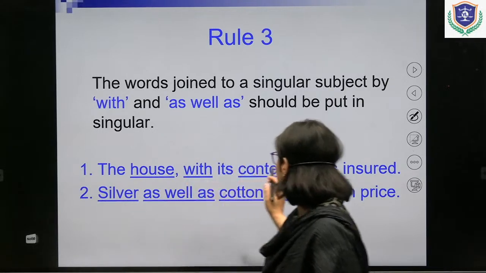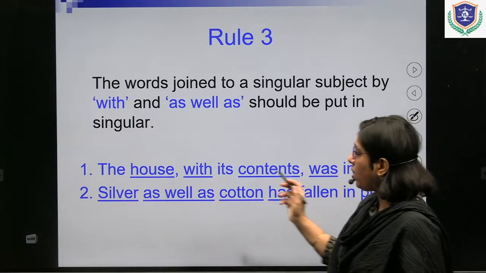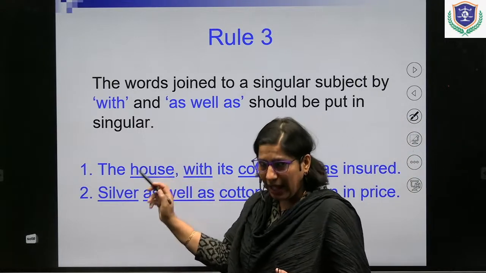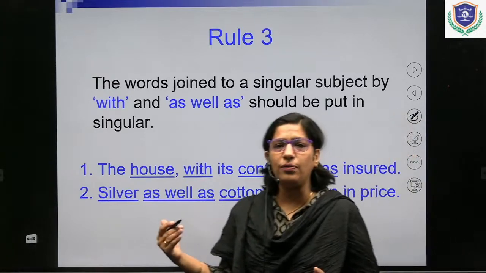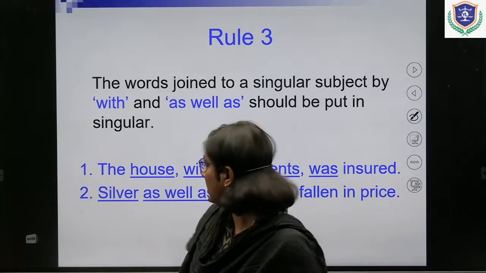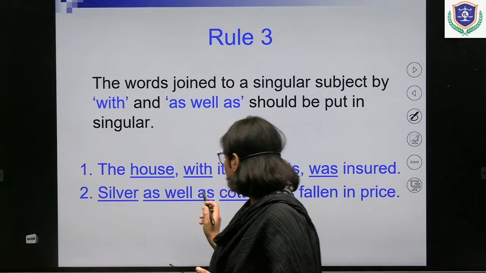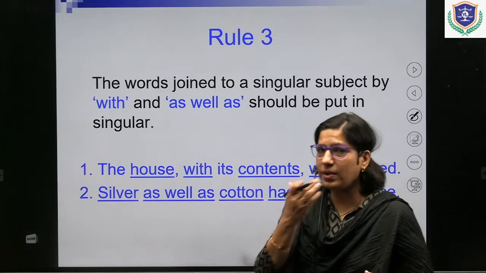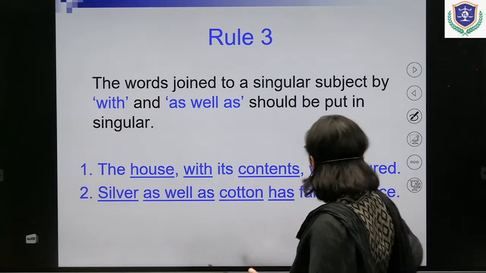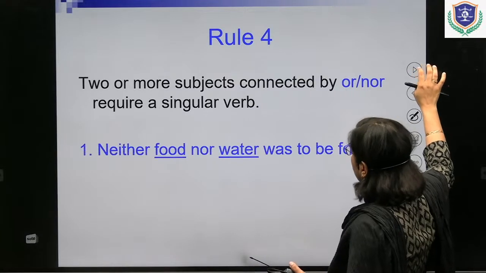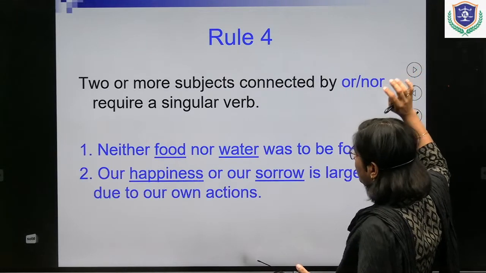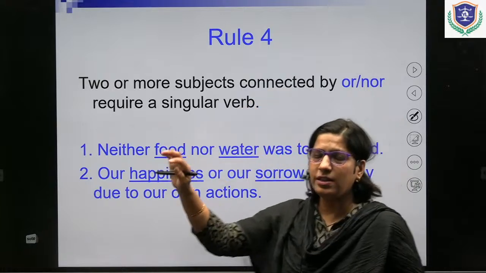The house with its contents was insured. So what we are depending on here is the house. Silver as well as cotton has or have fallen in price. We are not saying silver and cotton have fallen, but we are saying silver as well as cotton has fallen in price. Okay, this is something which you are aware of, so I'll not devote more time to it.